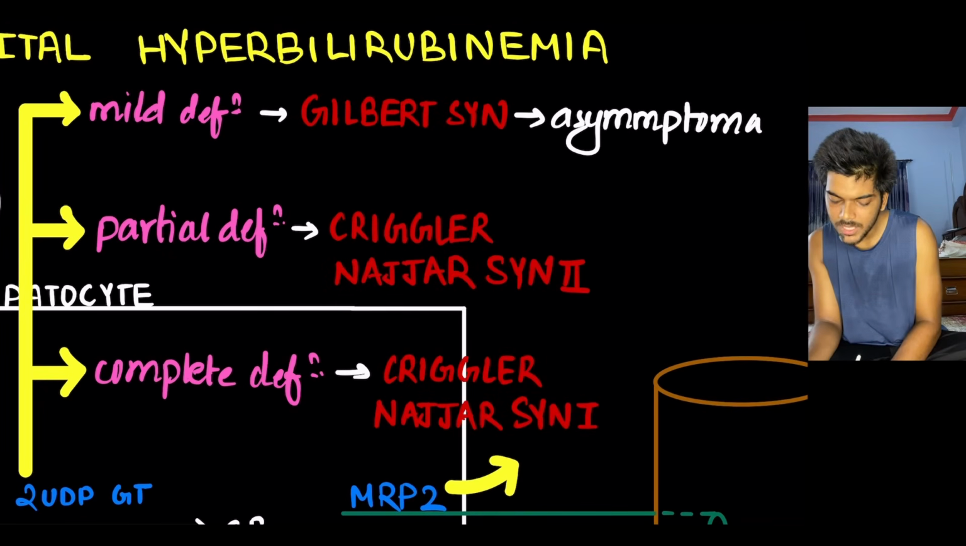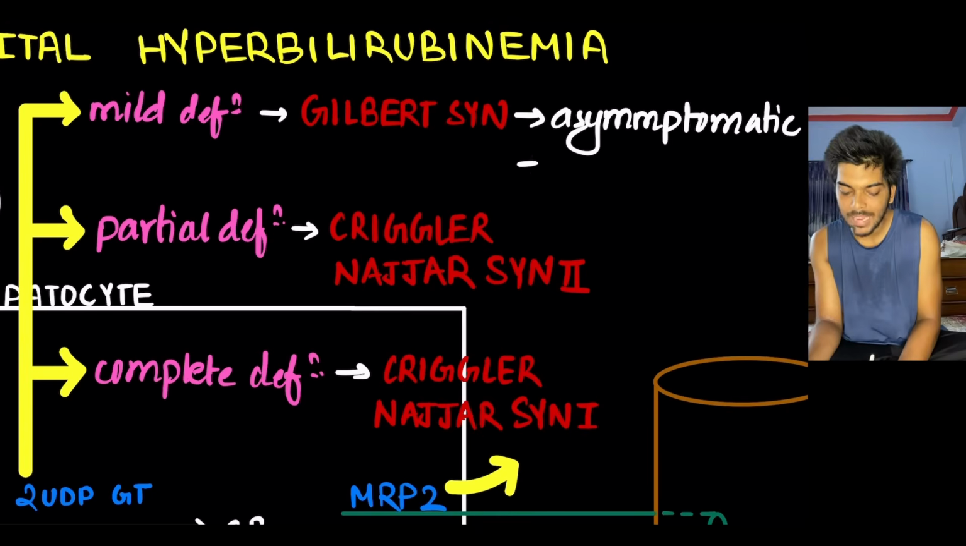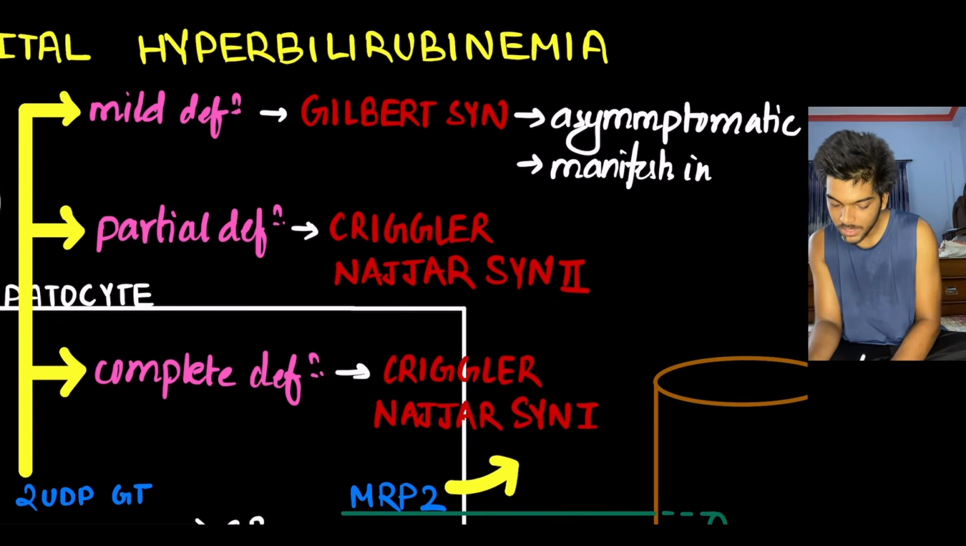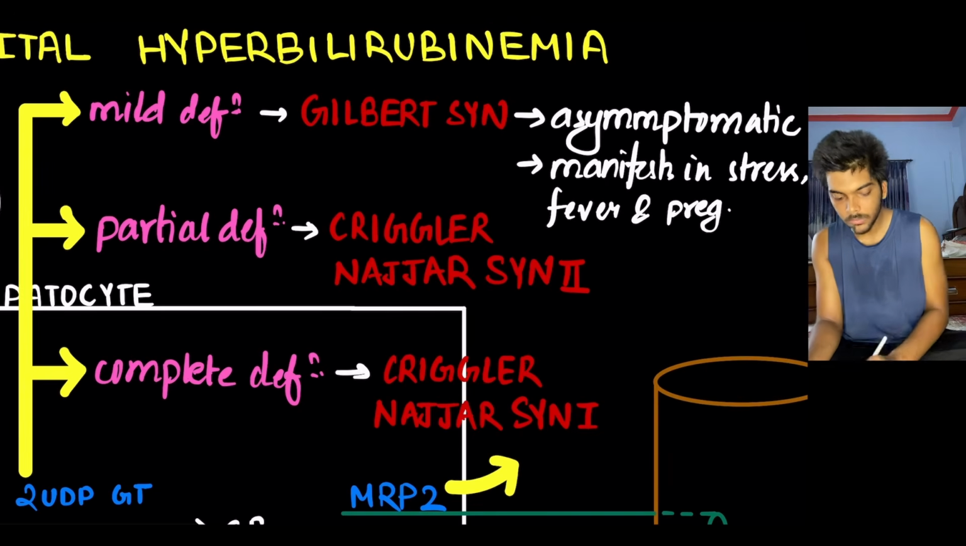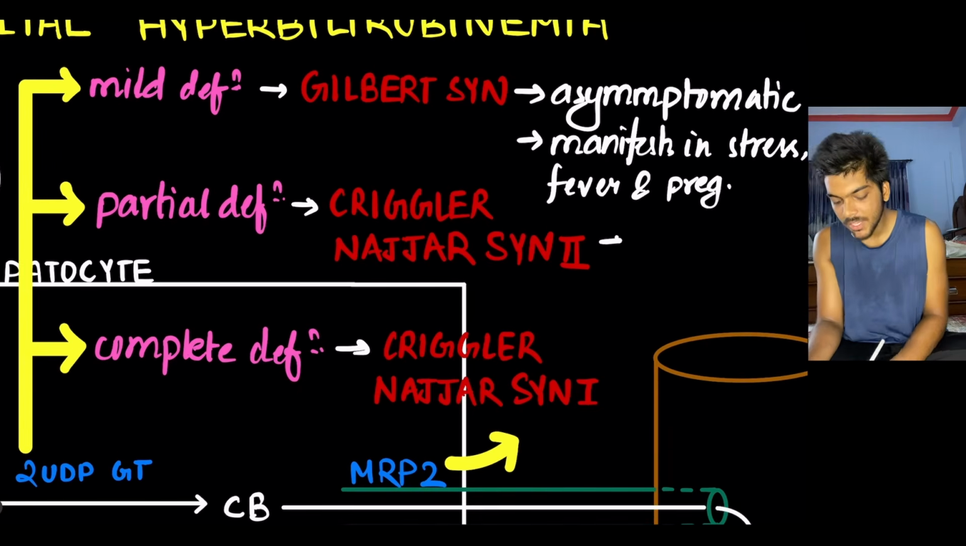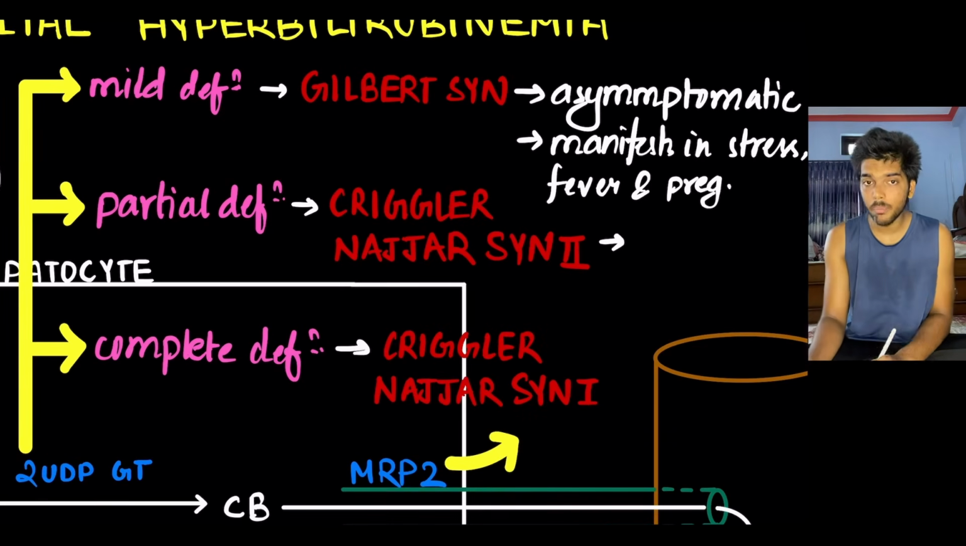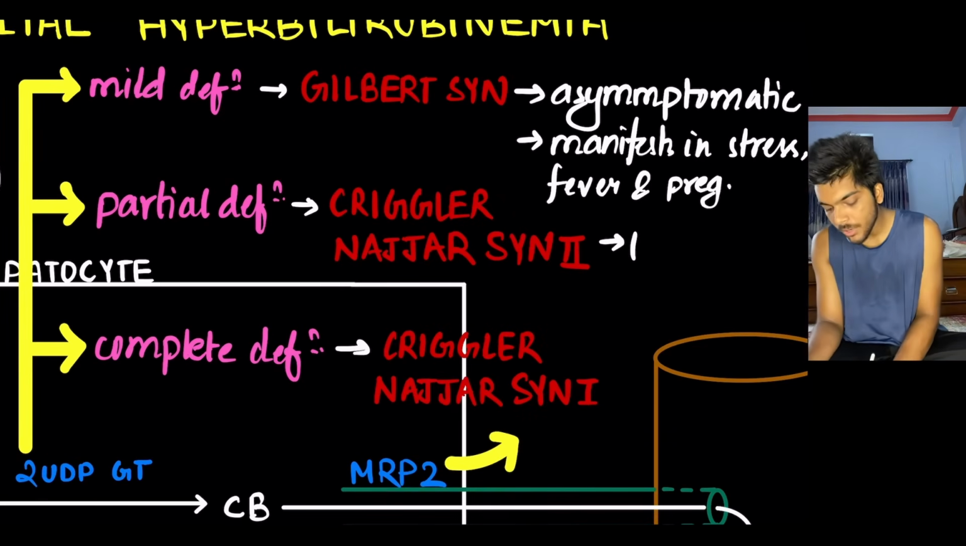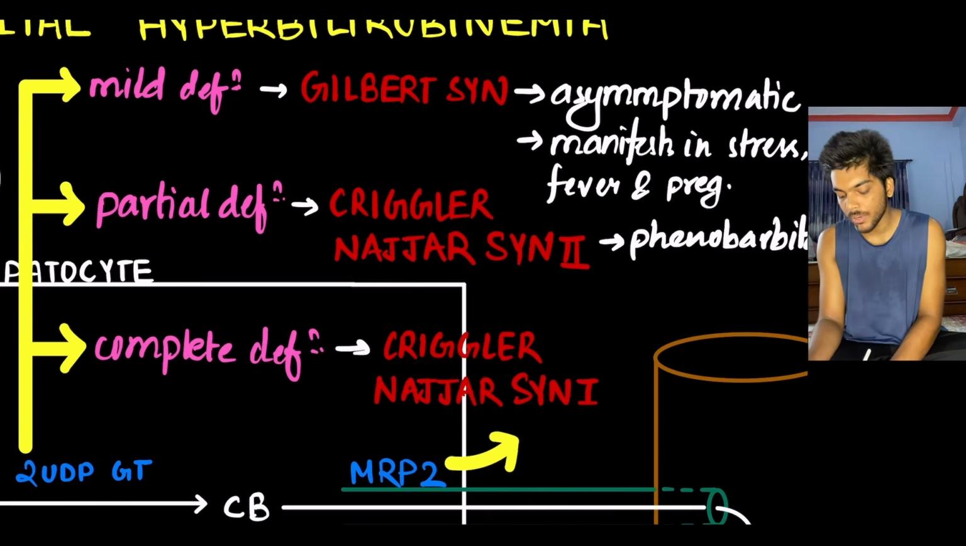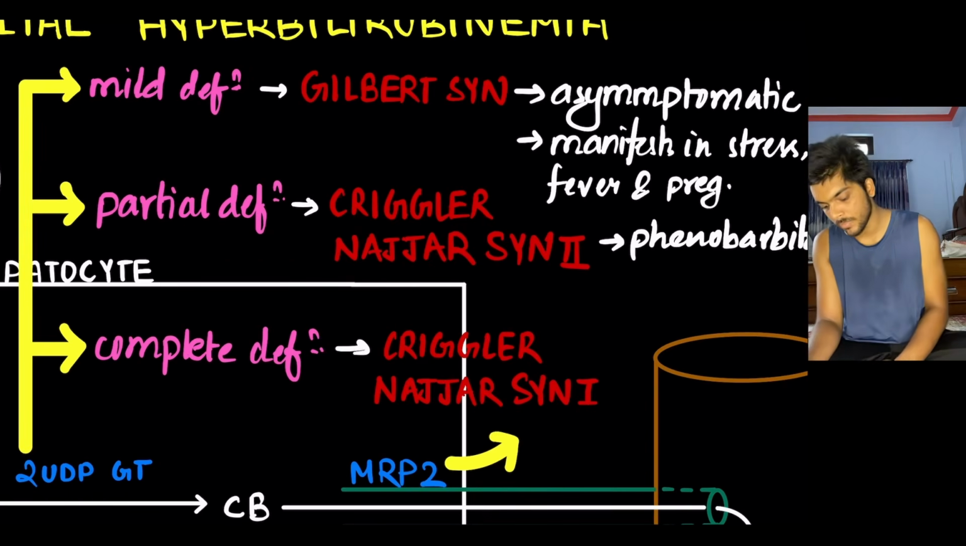But there are special conditions where symptoms manifest, and the symptoms manifest in stress, fever, and pregnancy. When there is partial deficiency, as seen in Crigler-Najjar syndrome 2, phenobarbital can be used as drug therapy, because phenobarbital increases the production of glucuronosyl transferase in the baby.